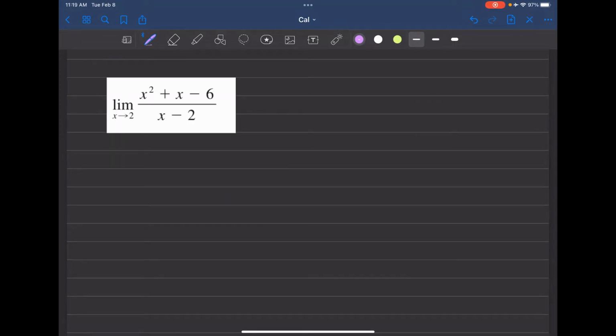So for this example, we are taking the limit as x approaches 2 of this given function. Now this is a rational function because you have a polynomial over another polynomial. So if you try to do direct substitution, take a look at what happens. If I plug in 2, I get 2 squared plus 2 minus 6 over 2 minus 2, which is equal to 0 over 0.